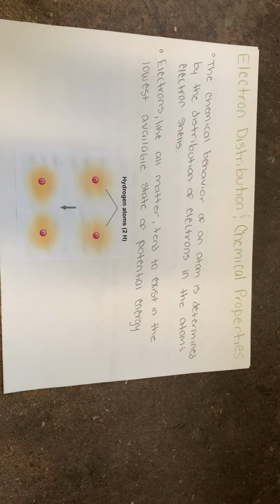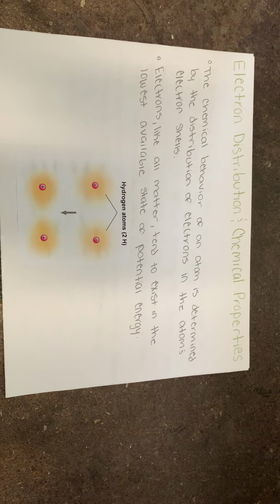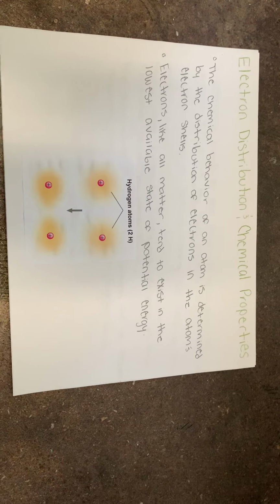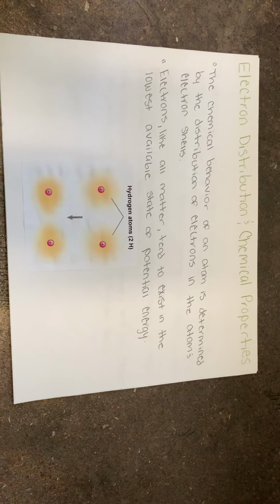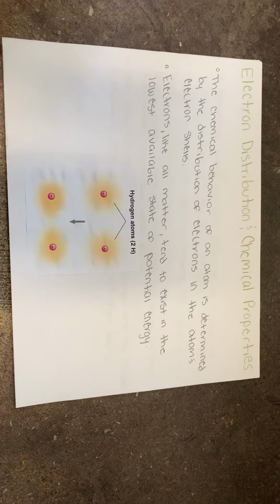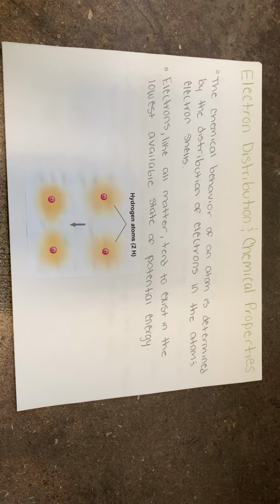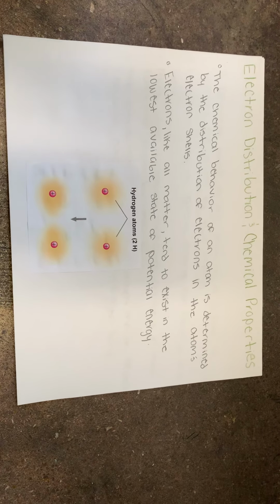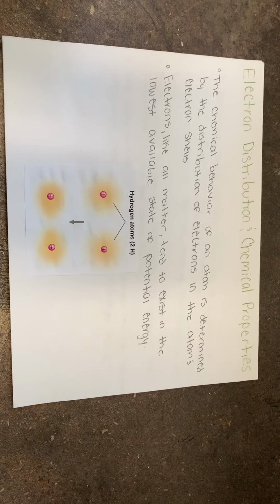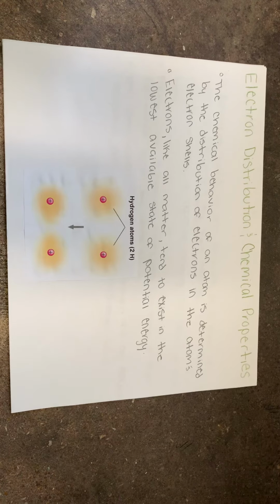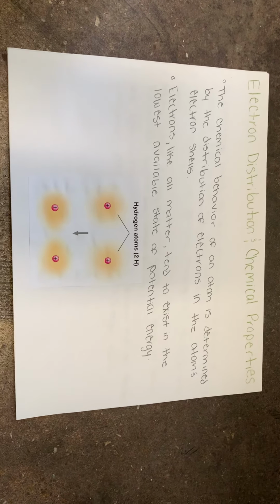Electronic distribution and chemical properties. The chemical behavior of an atom is determined by the distribution of electrons in the atom's electron shells. Electrons, like all matter, tend to exist in the lowest available state of potential energy. In this picture, you have the hydrogen atoms slowly combining.